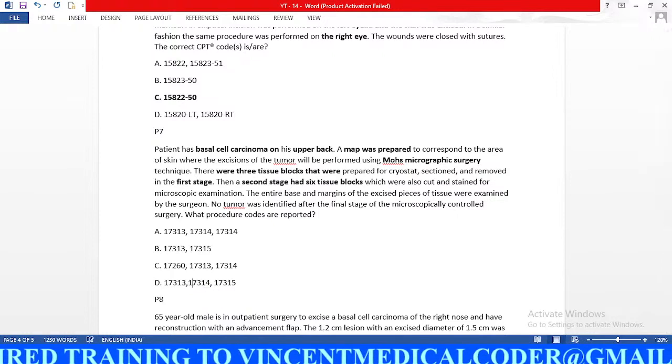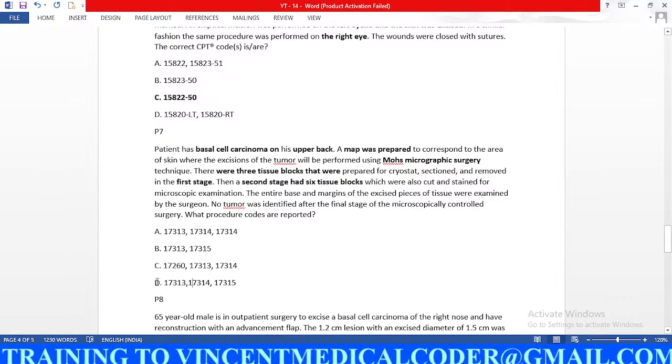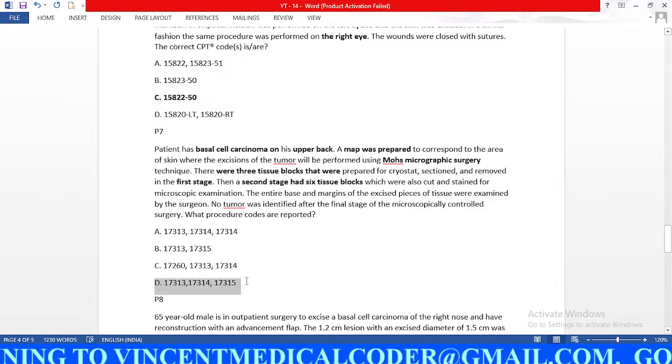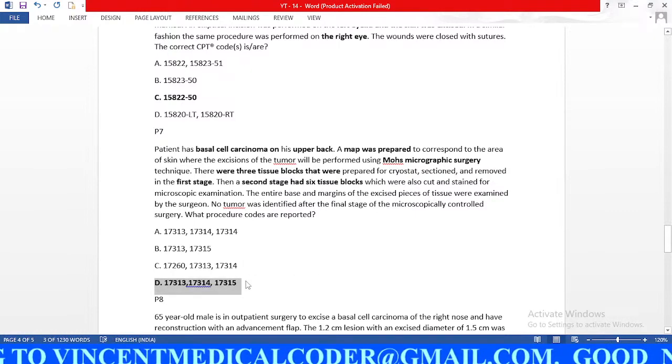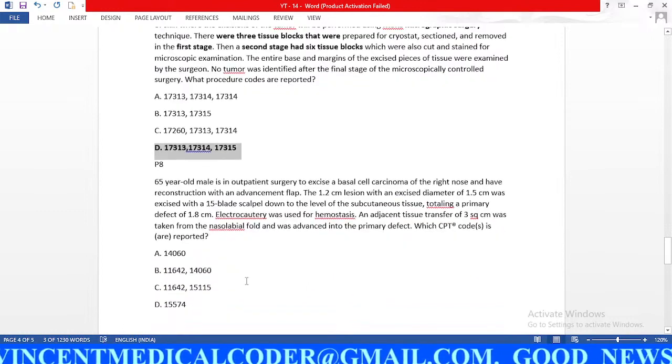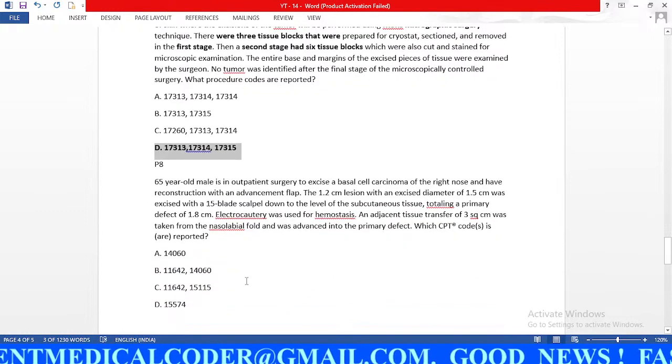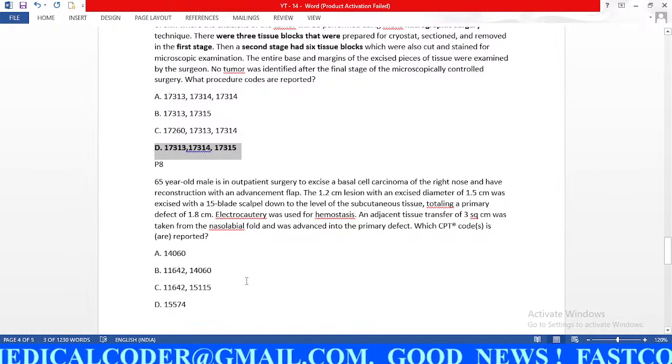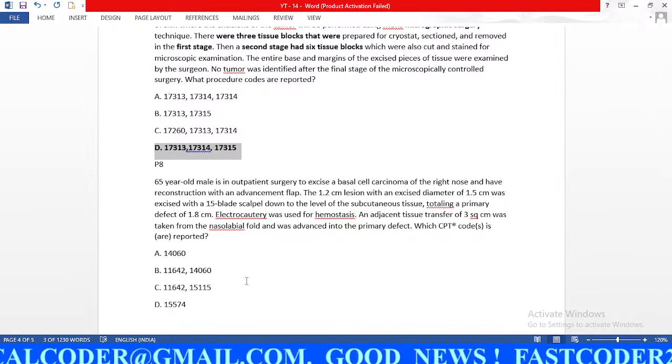Initially Mohs micrographic surgery is a bit confusing, but if you get a good understanding of this surgery, you can code it easily. I hope most of the people wrote the correct answer for this one. So no need to concentrate more on this.